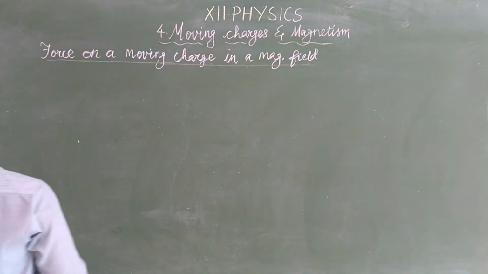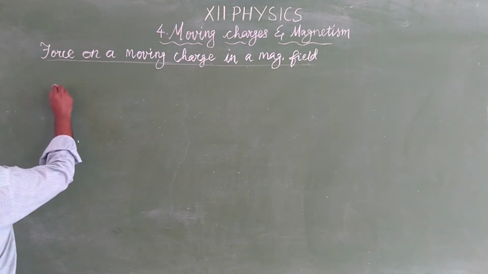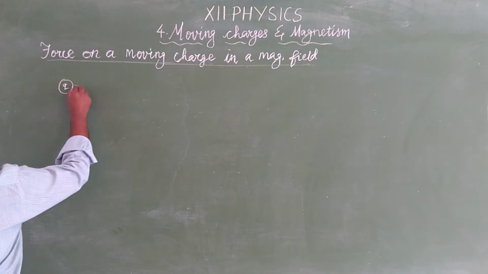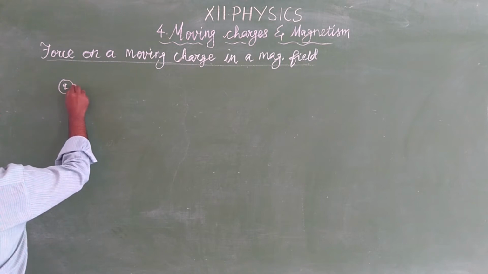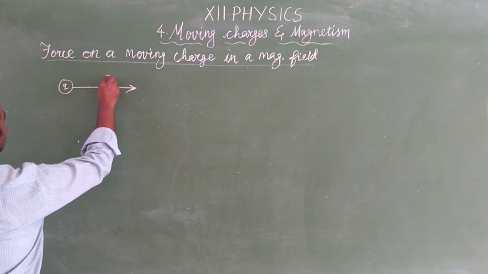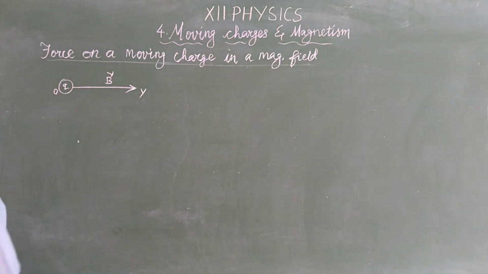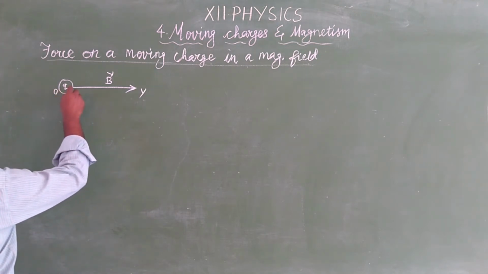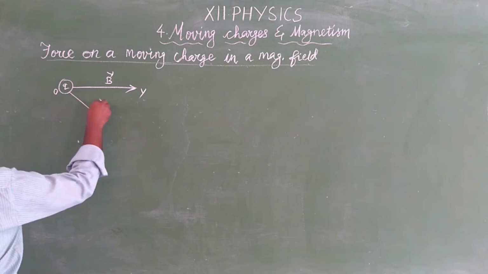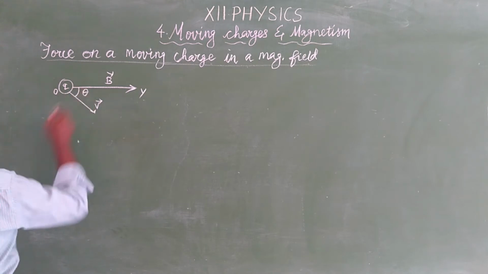Listen. First we will take a charged particle, simply a charged particle Q, placed in a magnetic field. So already we have a magnetic field. The external magnetic field is in the direction OY. To the magnetic field, the charged particle is introduced with the velocity v. So let v be the velocity of the charged particle, making an angle theta with the external magnetic field.